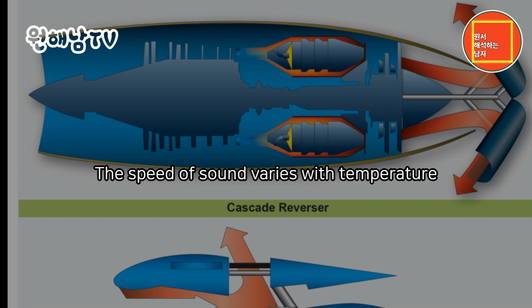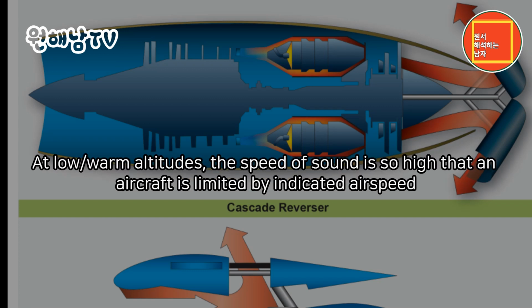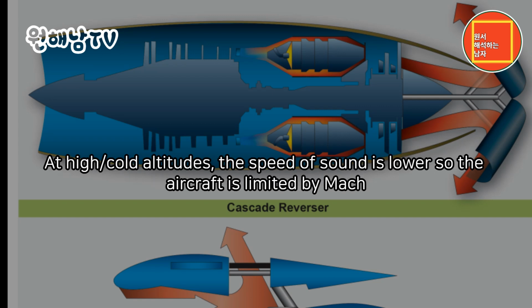The speed of sound varies with temperature. At low warm altitudes, the speed of sound is so high that an aircraft is limited by indicated airspeed. At high cold altitudes, the speed of sound is lower, so the aircraft is limited by Mach.